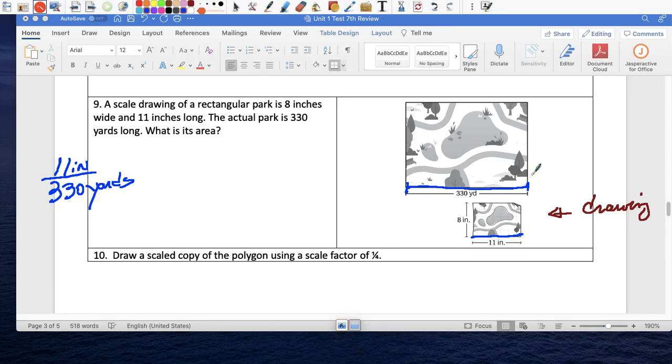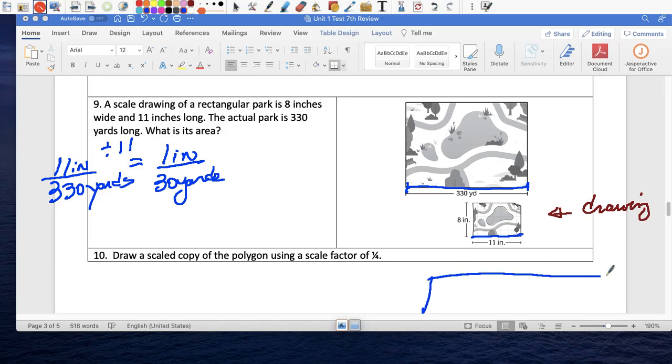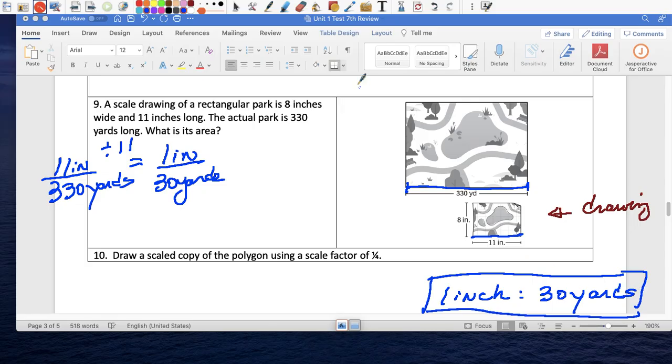Okay, that makes sense. Let's simplify this because I don't like the way that's written. I want to use easier numbers, so I'm going to divide by 11. Right, so I know 11 divided by 11 is 1, and 330 divided by 11 is going to give me 30. So there's my scale. All right, so let me take that. So at the bottom here, that was a real map. There should have been a scale that says, hey, every inch on this map is 30 yards in real life. All right, but they didn't. We had to find it, and we did.